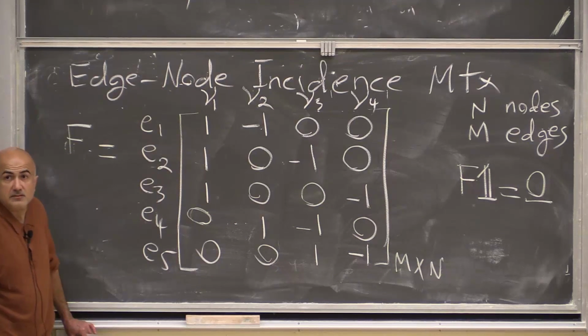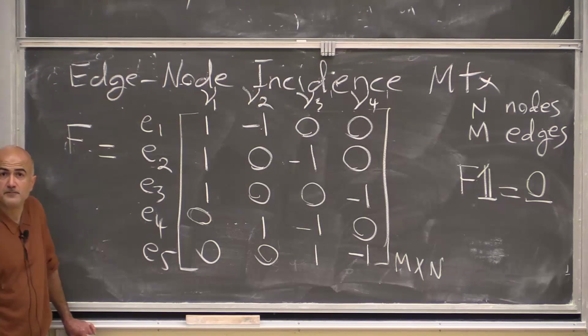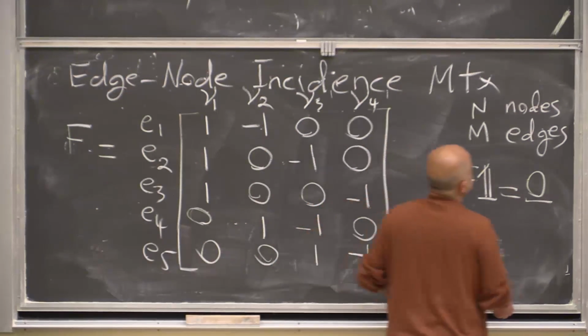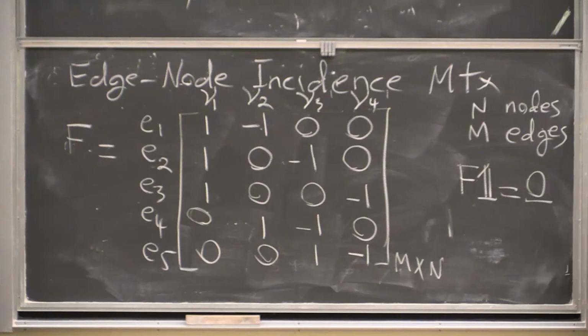Now that tells me that the rank of the matrix is at most, how many columns do I have? In terms of symbols, n. I have n nodes. Okay? I found a non-zero, non-trivial vector in the null space. So the rank can be at most n-1. In fact, I'm going to claim that the rank of F is precisely n-1.